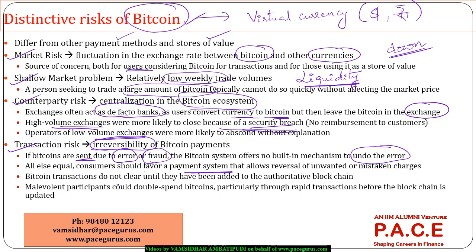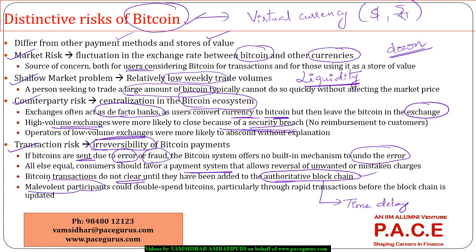The other drawback from the transactions perspective is the clearance relating to the Bitcoin transactions. So they have to be added to the authoritative blockchain. Only then the transactions are getting cleared. Until that time, the Bitcoin transactions do not get cleared. And there is always a possibility. Because there is a blockchain kind of a process, there is a kind of time delay before the whole block gets cleared.